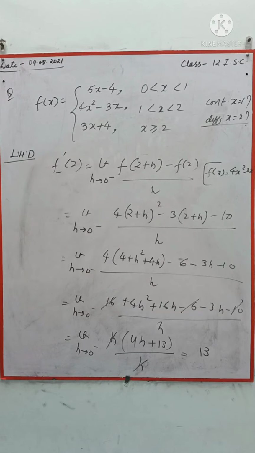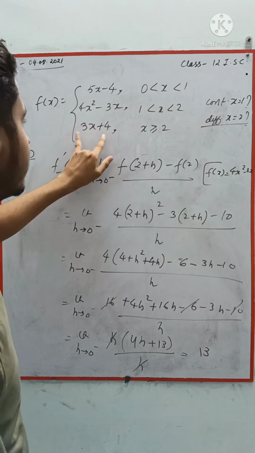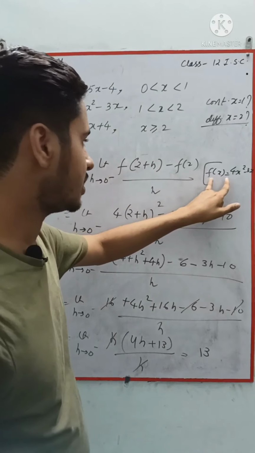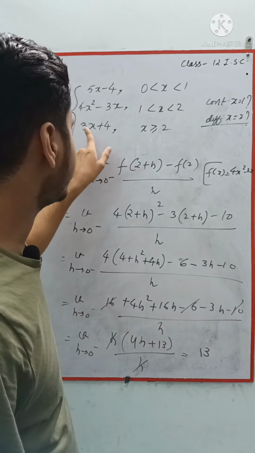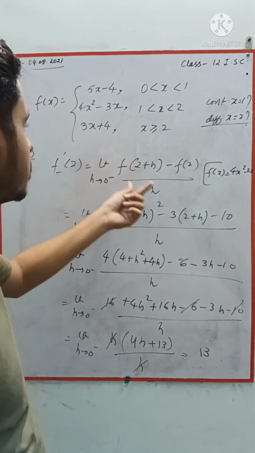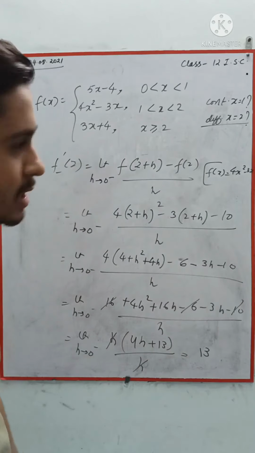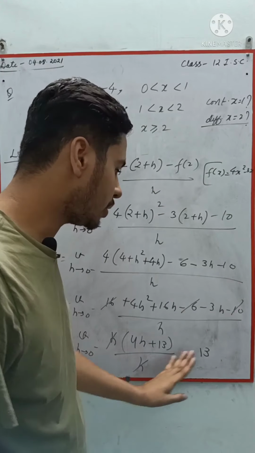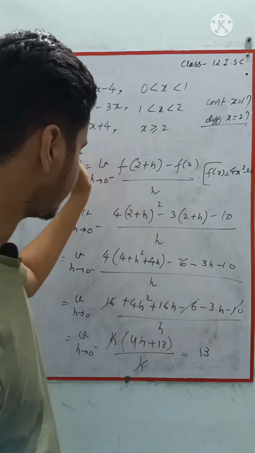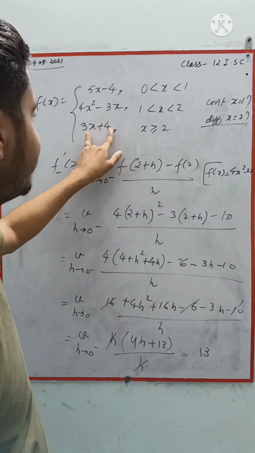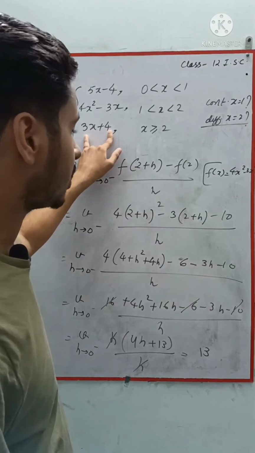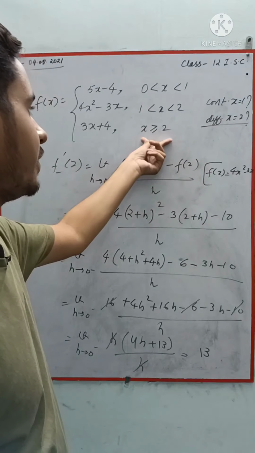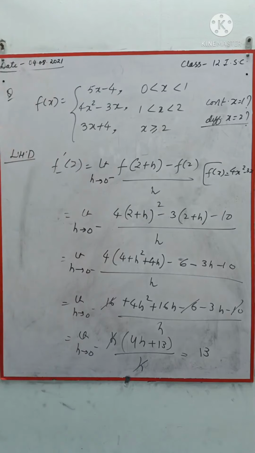Now for the positive case, what will you take? Our function for RHD will be 3x plus 4. So accordingly you have to do the process, and let me know whether RHD is equal to LHD or not, with the same procedure, but the function will be 3x plus 4, because it is 2 plus, so we have to take this case. I hope this question is clear to you.